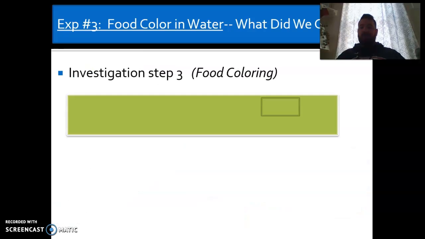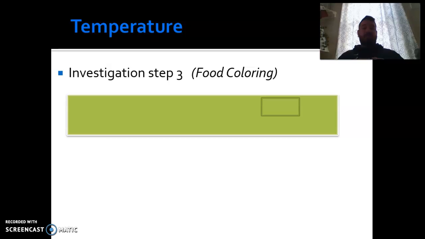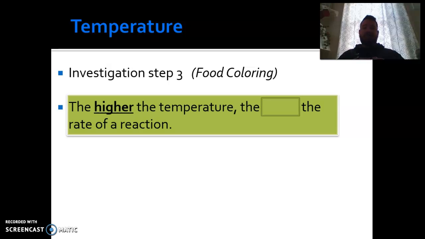Okay. All right. So for our third part of the investigate, we're going to examine temperature and how that will affect the rate of our reaction. We've already looked into this a little bit before. I don't know if you remember doing the little activity with the hot water and the cold water and looking at how the hot water spread faster. So our lab is going to be quite similar.